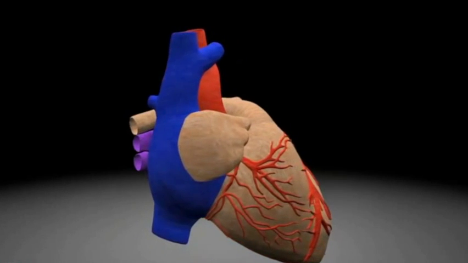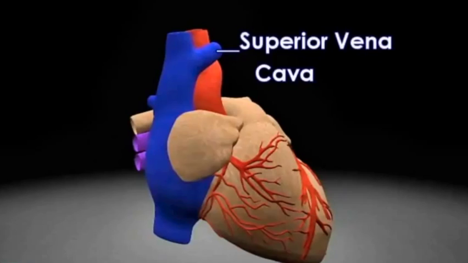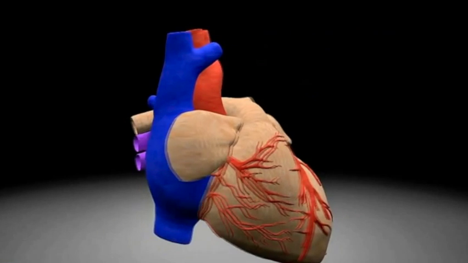Superior vena cava. The superior vena cava is a large diameter, yet short, vein that carries deoxygenated blood from the upper half of the body to the heart's right atrium. It is located in the anterior right superior mediastinum. It is also known as the cranial vena cava in animals.